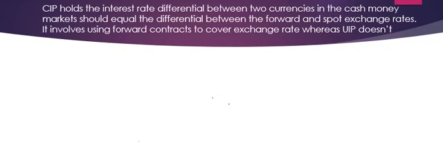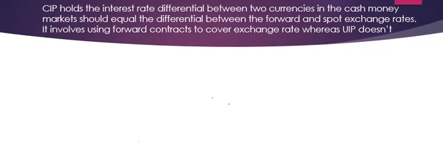So CIP holds that the interest rate differential between two currencies in the cash money markets should equal the differential between the forward and spot exchange rates. So it involves using forward contracts to cover exchange rate risk, whereas uncovered interest parity doesn't. So let us look at it with some example.